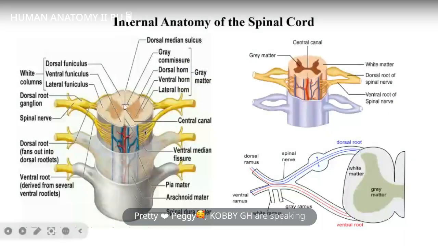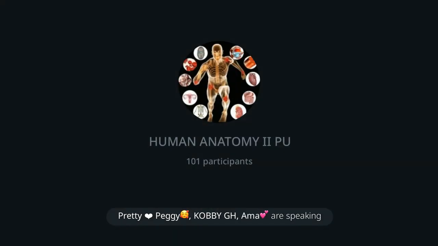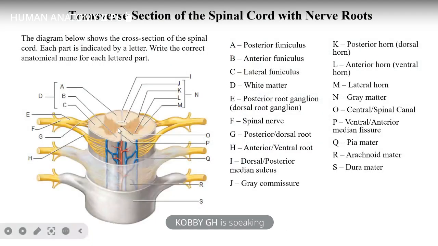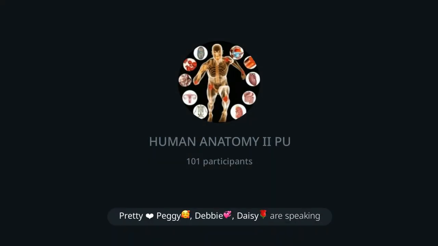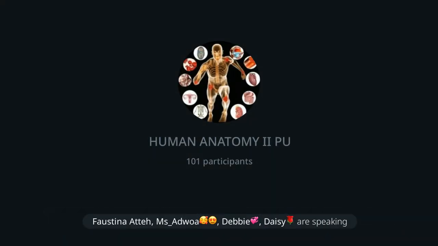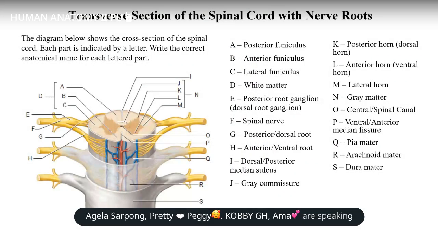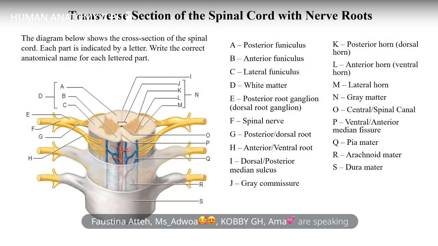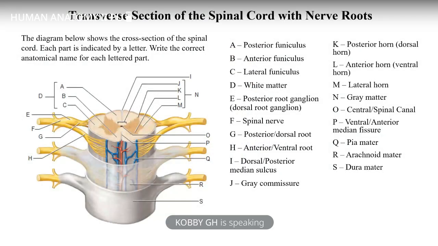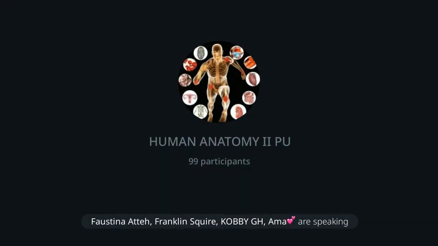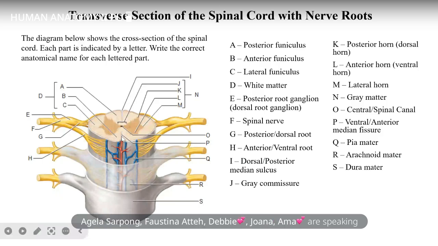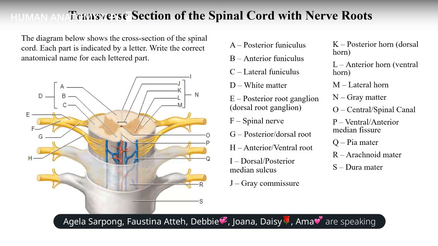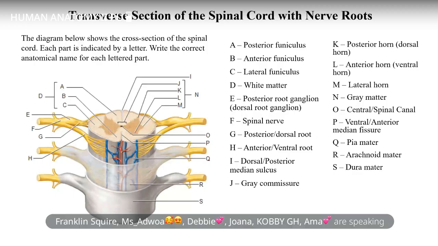So let's go back to the diagram. Okay, which part is I? Dorsal or posterior? Dorsal median sulcus. Posterior median sulcus. So the dorsal or posterior median sulcus. Okay, which part is P? Ventral fissure. The ventral or anterior median fissure.